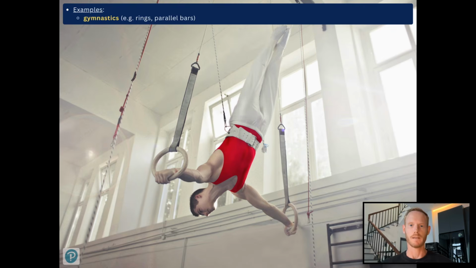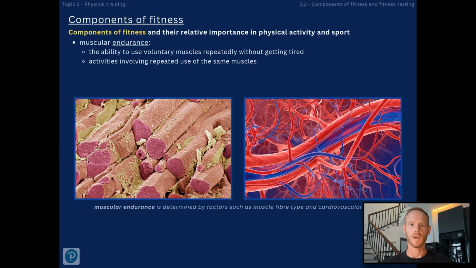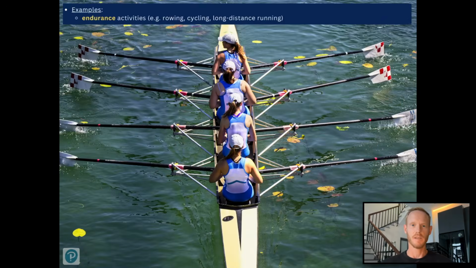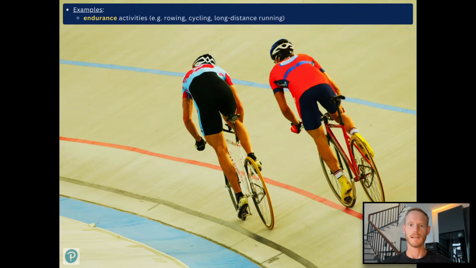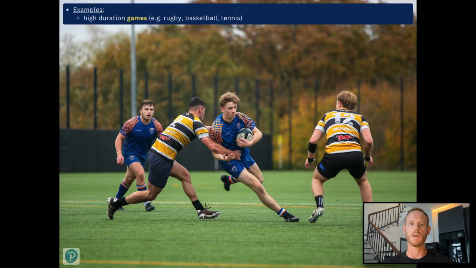Muscular endurance is the ability of the voluntary muscles to contract repeatedly without getting tired. It's determined by factors like the proportion of slow-twitch muscle fibers and capillary and mitochondrial density. Activities that rely on muscular endurance involve the repeated use of certain muscle groups, for example the latissimus dorsi in rowers, quadriceps in cyclists, and gastrocnemius in long-distance runners. Muscular endurance also allows game players to continue running around the field of play for the duration of a match.